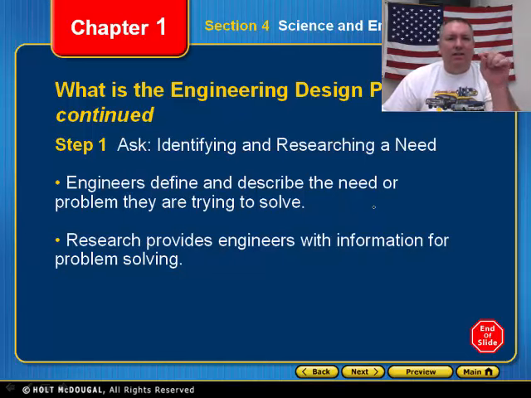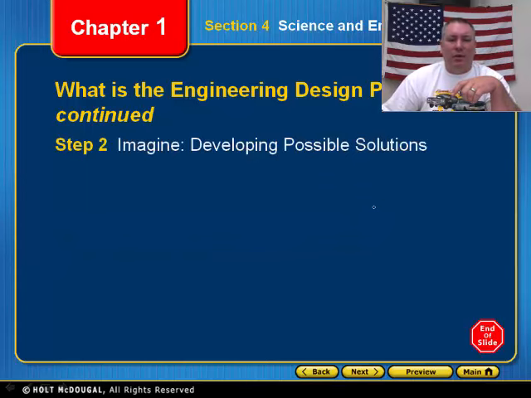So they have to define what it is they're looking for, just like when we talk about scientific methods. You have to define and focus what problem you're trying to solve. The next step is going to be imagine.